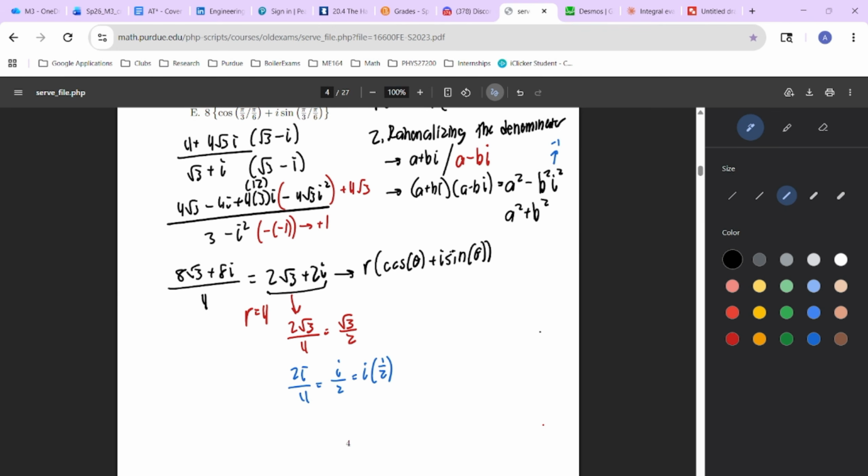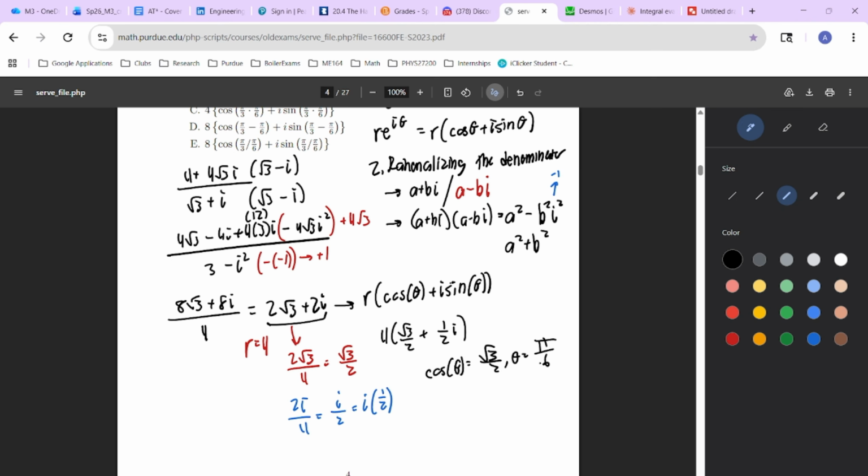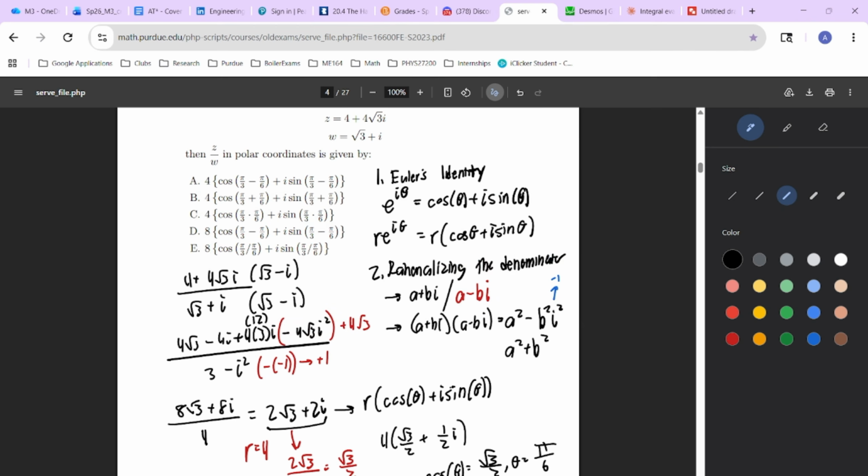So let's solve. We have 4 times root 3 over 2 plus 1/2 i. This component must be equal to sine theta. This component must be equal to cosine theta. Cosine theta must equal root 3 over 2. So theta must equal, what is it in this case? It'd be this, right? Theta must equal pi over 6. So now we've established what our theta value should be. We've established what our r value should be, which should be 4. We can pretty much go ahead and find our answer.